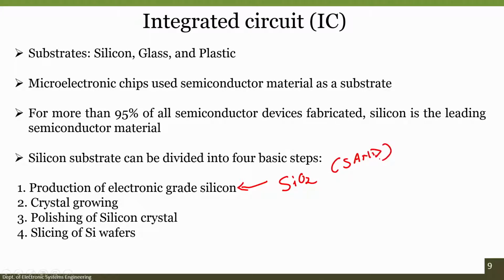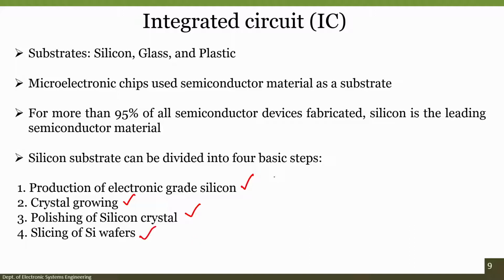There are 2 techniques for developing the electronic grade silicon. One is called Czochralski technique, another is called float zone technique, right, and we will see both the techniques. Now, having said that, this is our first step. Second step is crystal growing, third step is polishing of silicon crystal, and fourth step is slicing of silicon wafers. So, we will see each step in some slides.